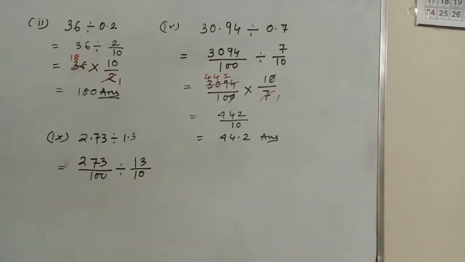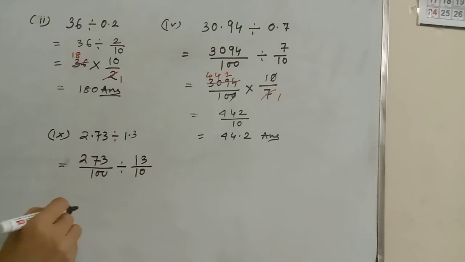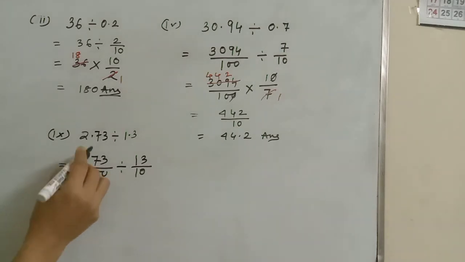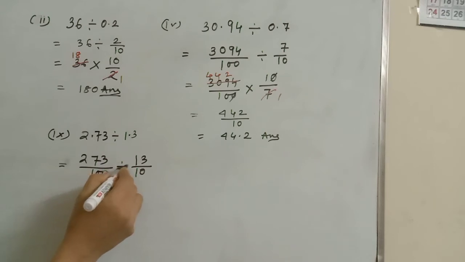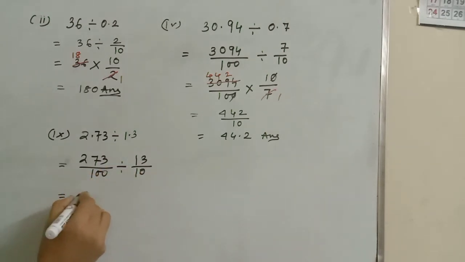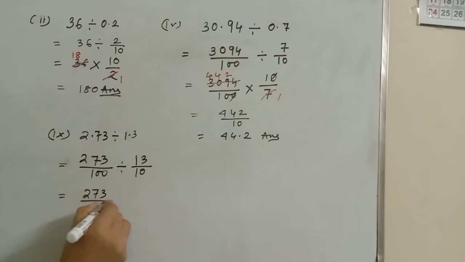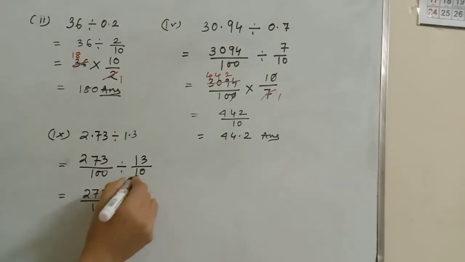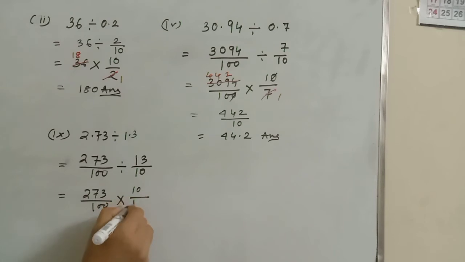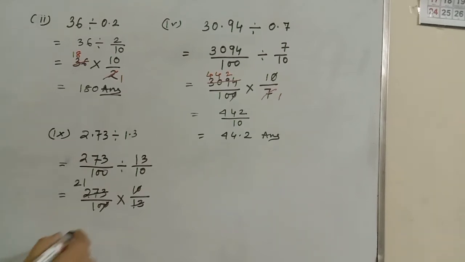Last sum of this question number 5, it is question number 9. 2.73 is 273 by 100, divided by 13 by 10. Write the reciprocal of this number. Then 0 0 cancelled out. You can divide 273 by 13: 13 2s are 26, then 13, 13 1s are 13. So 21 by 10, the result is 2.1.